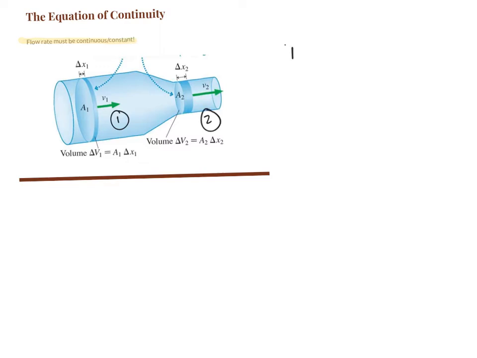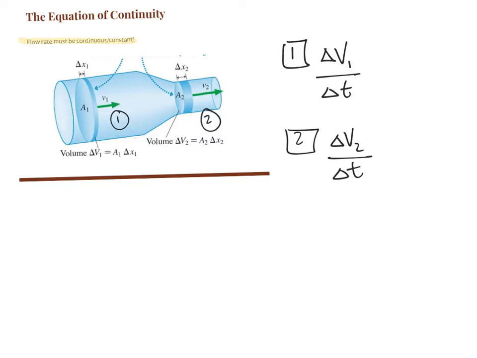So in section 1, we've got a certain volume over time, V1 over time. And then also for section 2, we've got change in volume over time, the change in volume in that section. So over the same period of time, if the flow rate is constant, these two things must be equal. So the volume passing through section 1 over a certain period of time equals the volume passing through section 2 over a certain period of time.